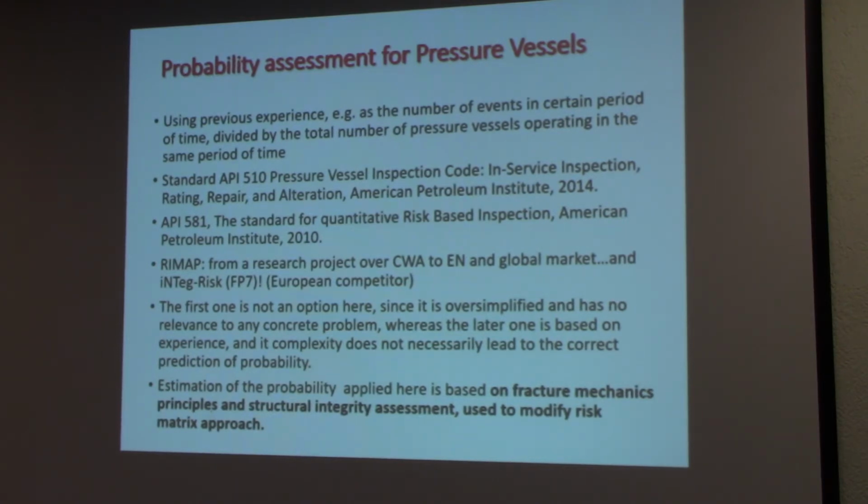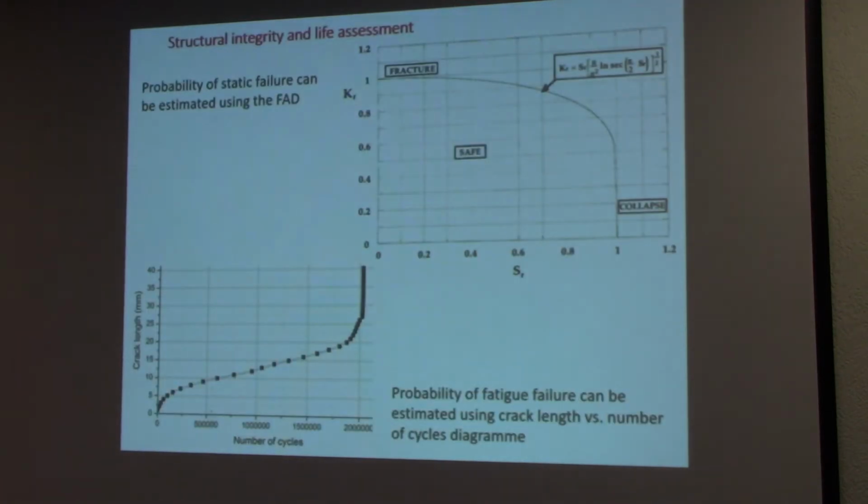So what we really want to do is to use something simple, some engineering tool which is reliable, which is conservative. And for static loading, for pressure vessels, which are typically statically loaded, there is the failure assessment diagram. A very nice engineering tool which enables conservative and reliable estimation. I will show later on how. And also, if we deal with fatigue, there is yet another kind of diagram, something like crack length versus number of cycles, which enables about the same.